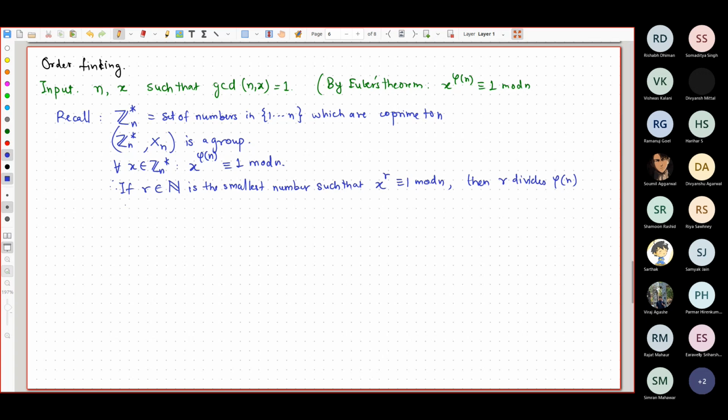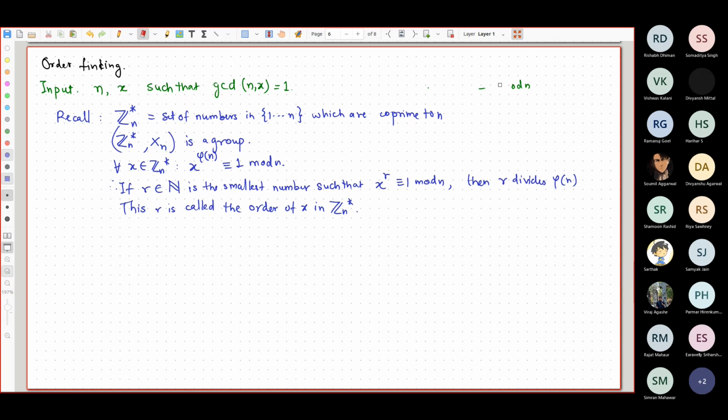Okay, and this r is called the order of x in the group Zn star, right? So I hope we defined this. Okay, so just wanted you to remember this.